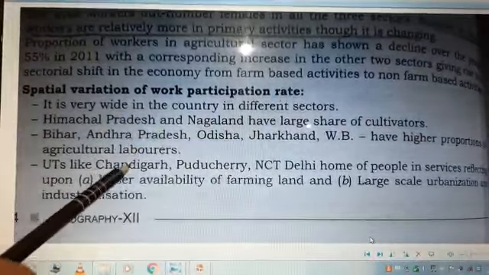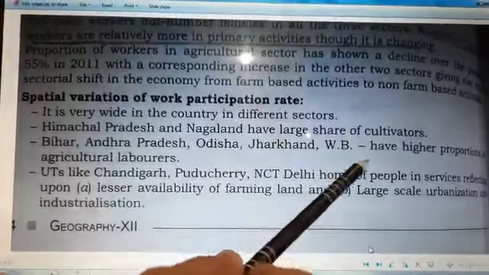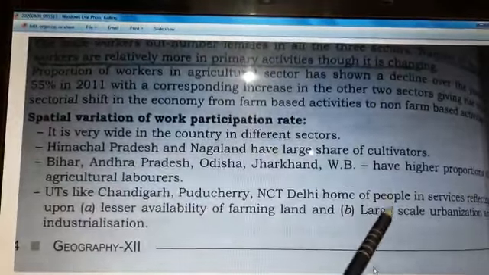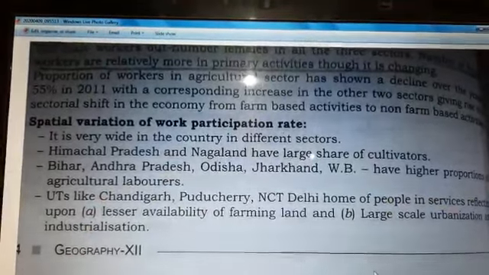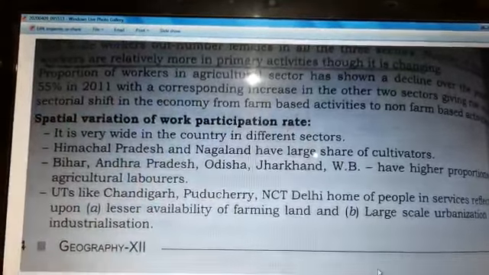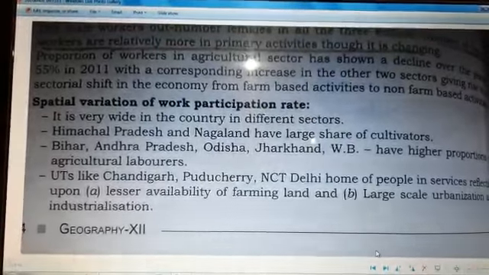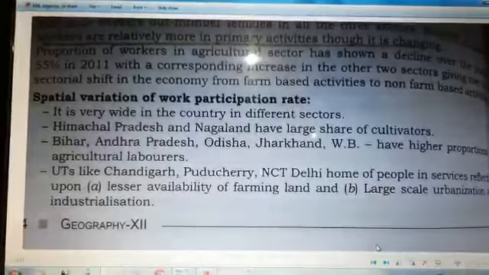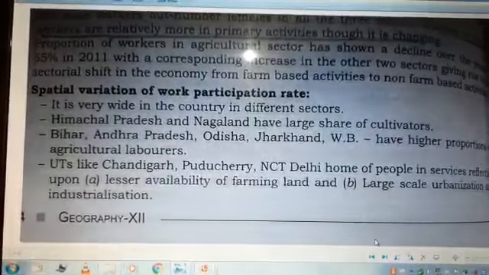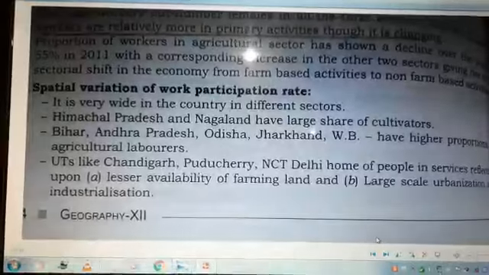UTs means Union Territories like Chandigarh, Puducherry, National Capital Territory, Delhi, have more people in services, reflecting a lesser availability of farming land and large scale of urbanization and industrialization. So in this last one, spatial variation, we have seen how different states are having the agriculture sector on the priority basis, or different union territories have more, you can say, of the tertiary, and secondary sector is having more priority.